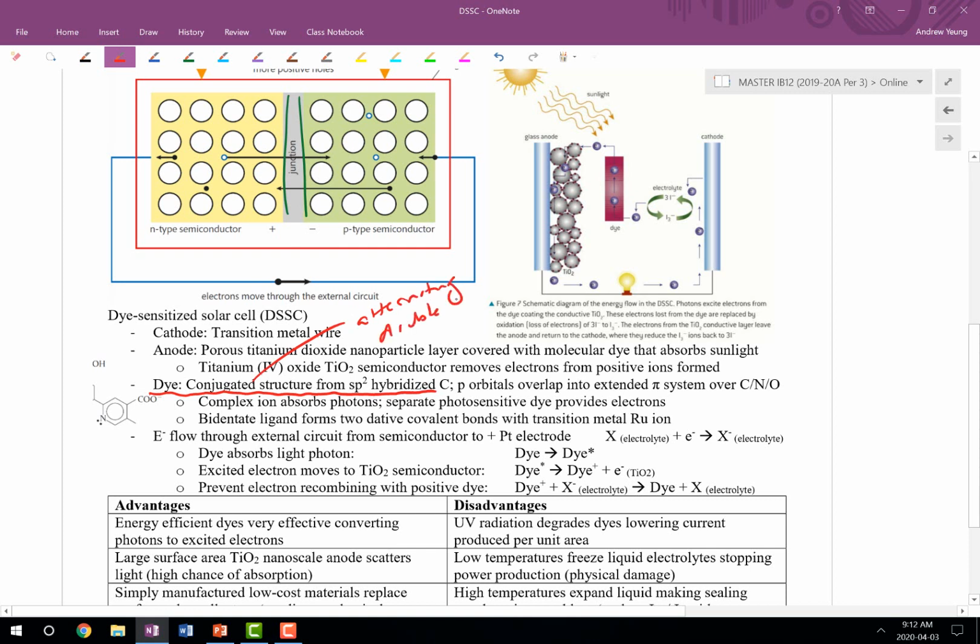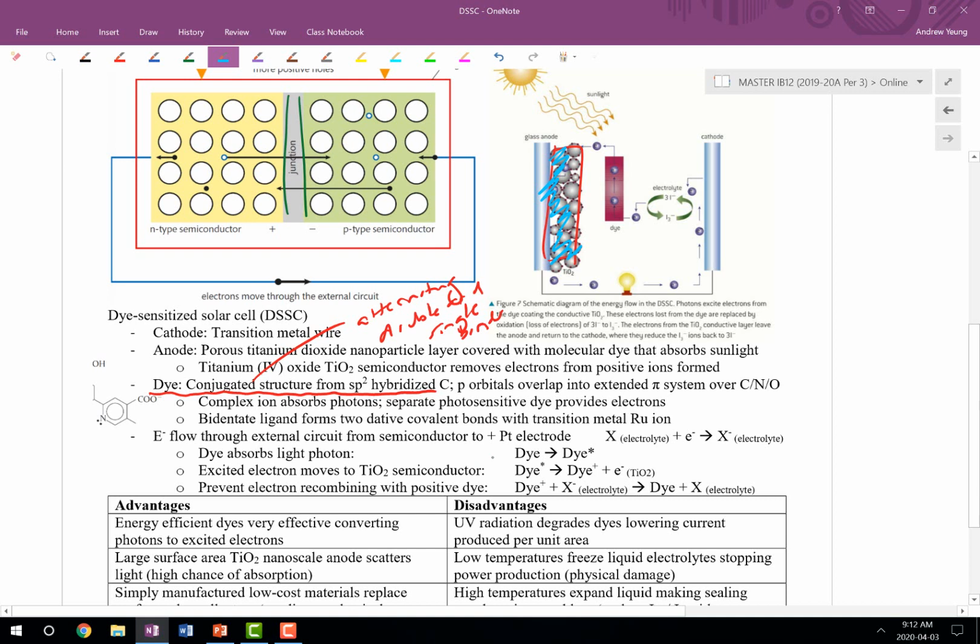Alternating double and single bonds. Like the delocalization stuff, but not necessarily electrons can move around here. The p orbitals are overlapping. We're going to start over here. These ones here are TiO2 molecules. They've been sprayed over with this dye, and it's the dye that actually absorbs the incident radiation.